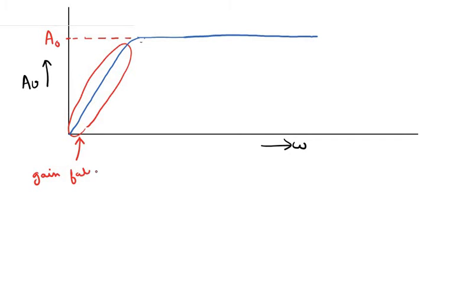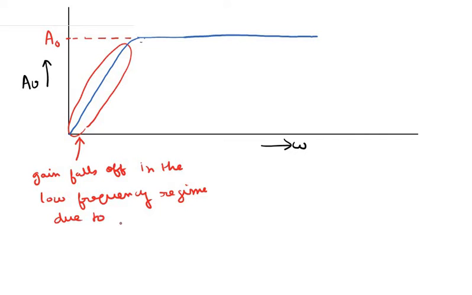So gain falls off in the low frequency regime due to C0, Ce and Ci. Okay, now let us understand what happens in the high frequency regime.